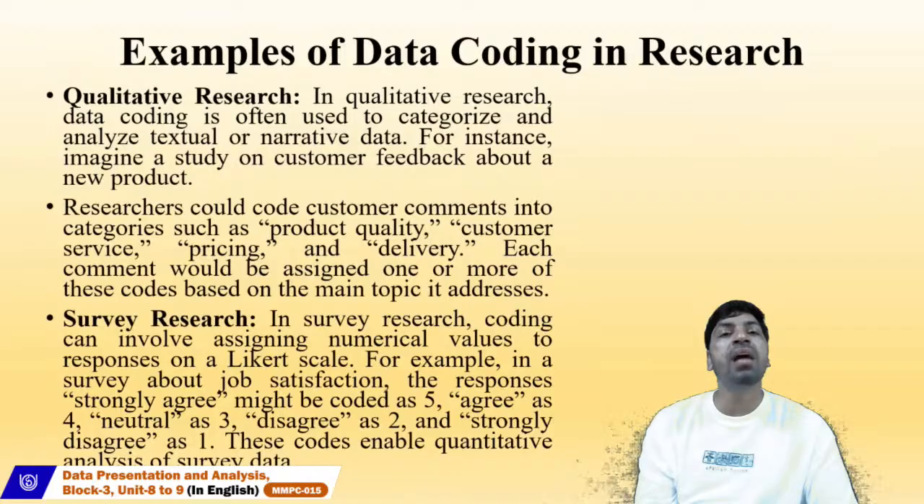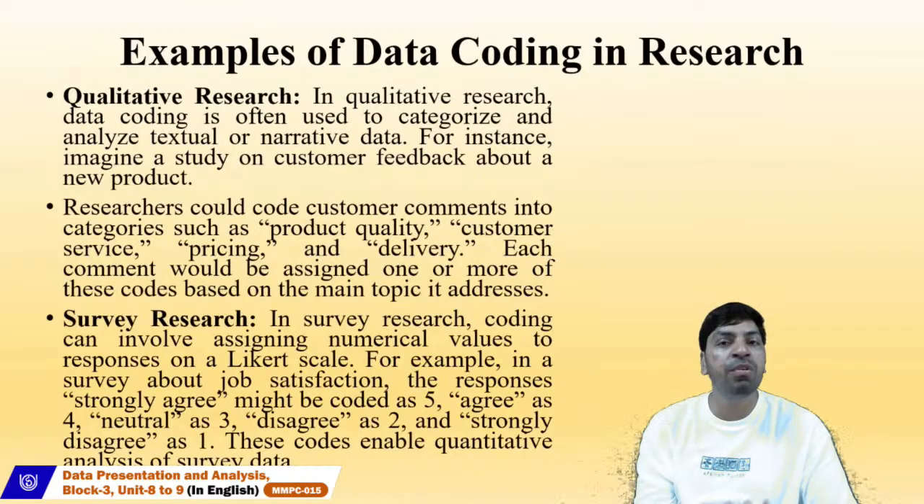Next are examples of data coding in research. There are a few examples which give you an overview that data coding is actually used in qualitative research as well as quantitative research and survey research too. In qualitative research, data coding is used to categorize and analyze textual and narrative data. For example, let's imagine a study on customer feedback about a new product. The researcher can code the customer comments into major categories like product quality, customer services, pricing, and delivery.